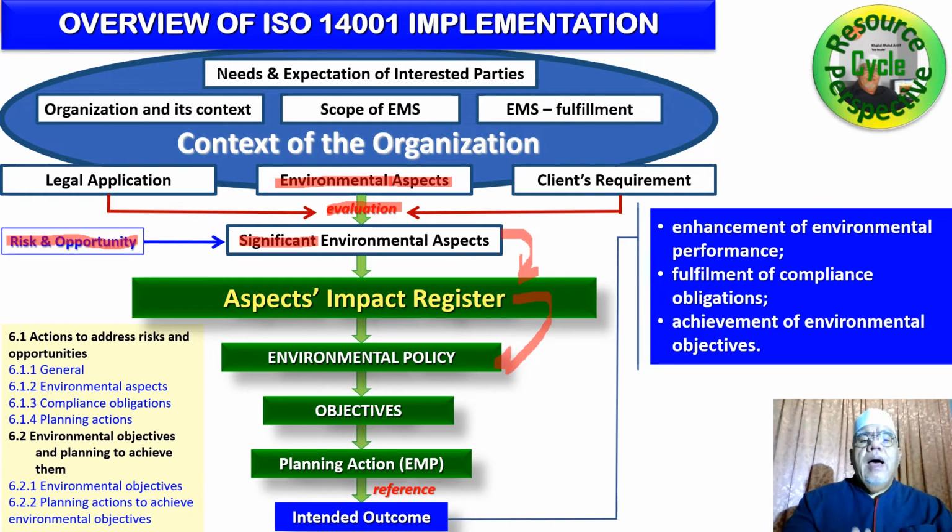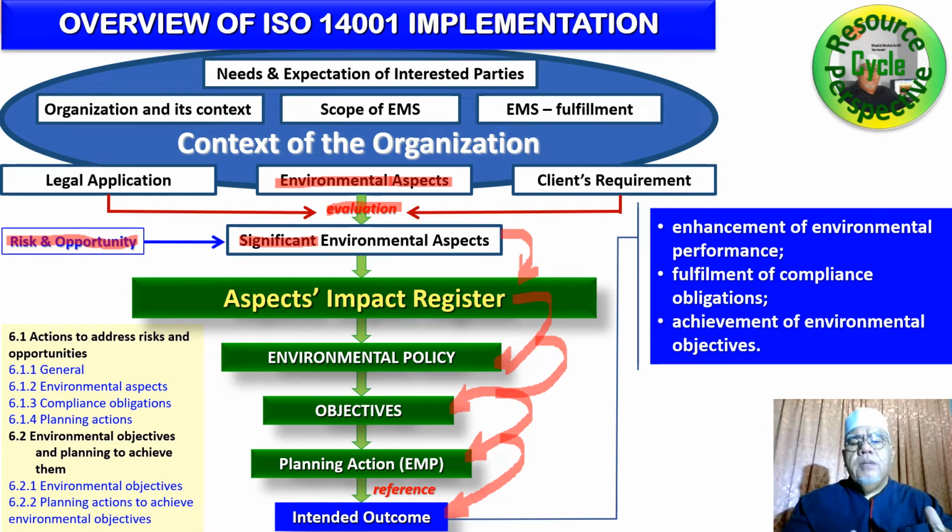And from the policy, only then, from this aspects impact register, we determine what we want to achieve, what is our intended outcome, and how to get it. Specifically, we start to formulate our environmental management program. These objectives and environmental management program constitute what the ISO now calls intended outcome. The intended outcome could be displayed in the objectives itself, in the EMP itself. What? Some serious intent to enhance our environmental performance.